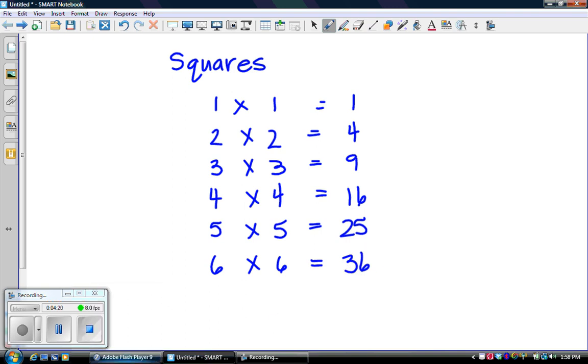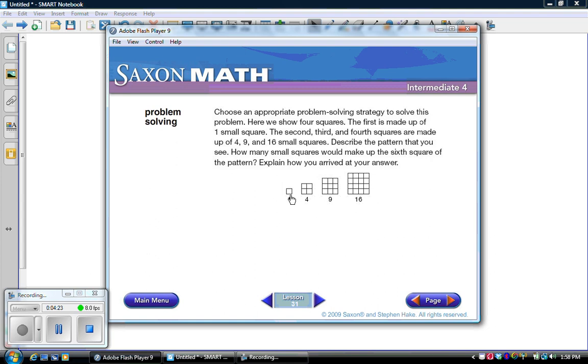And this is where square roots come from. It's like saying the root of the square. This one was just 1. The root of this one, it's 2 by 2, so the root of that is 2. So the square root of 4 is 2. On this one, the root is 3. Do you see that? 3 across by 3 up. So the square root of 9 is 3.